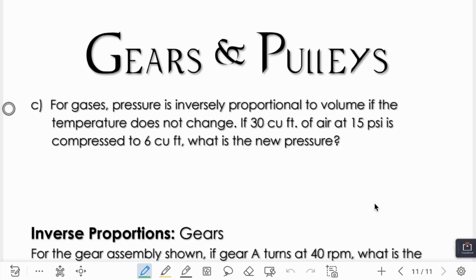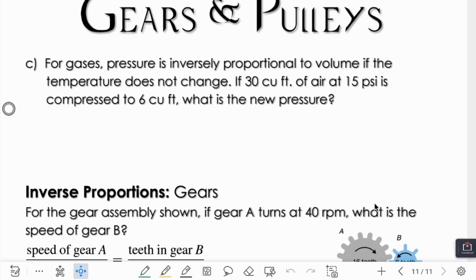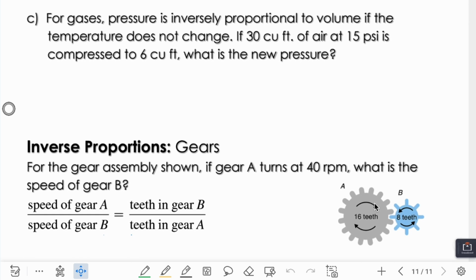So for the next one, we've got another pressure one. On this one, it says for gases, pressure is inversely proportional to volume, once again, if the temperature doesn't change. So this time we've got 30 cubic feet of air at 15 psi is now going to be compressed down into only 6 cubic feet. So we know the psi, the pressure is going to go up. So what is the new pressure? So as I set this up, we start with 30 cubic feet, and that is 15 psi. Then we are compressing that to only 6 cubic feet. So what is the new pressure?